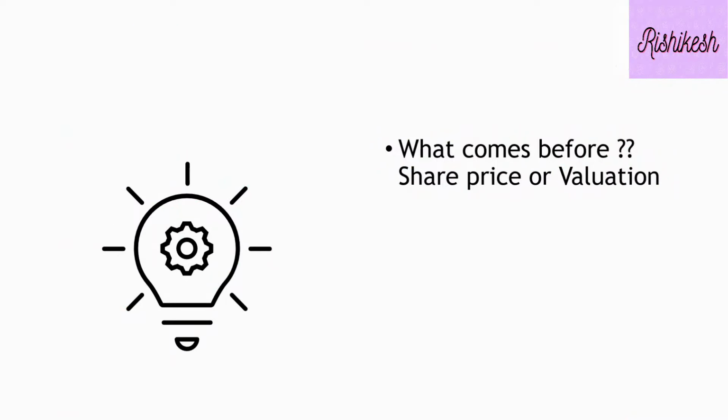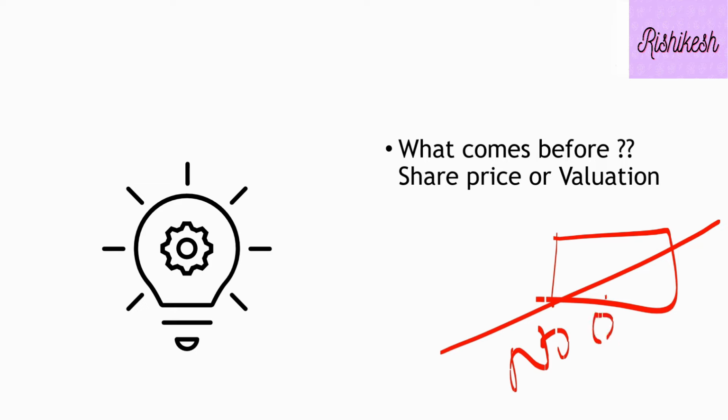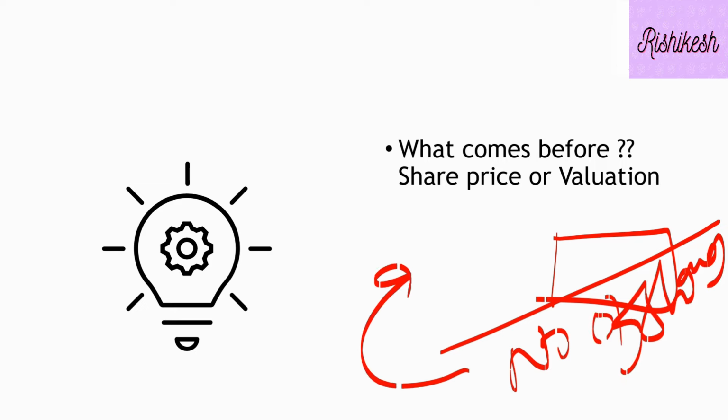What comes before? This is a $1 million question. My answer is valuation comes before. First of all, you do a valuation, and then you divide that valuation by the total number of shares that you want to have, and then you get the share price. So first you do the valuation, then divide it by the number of shares, and you come up with the share price. So valuation comes before.